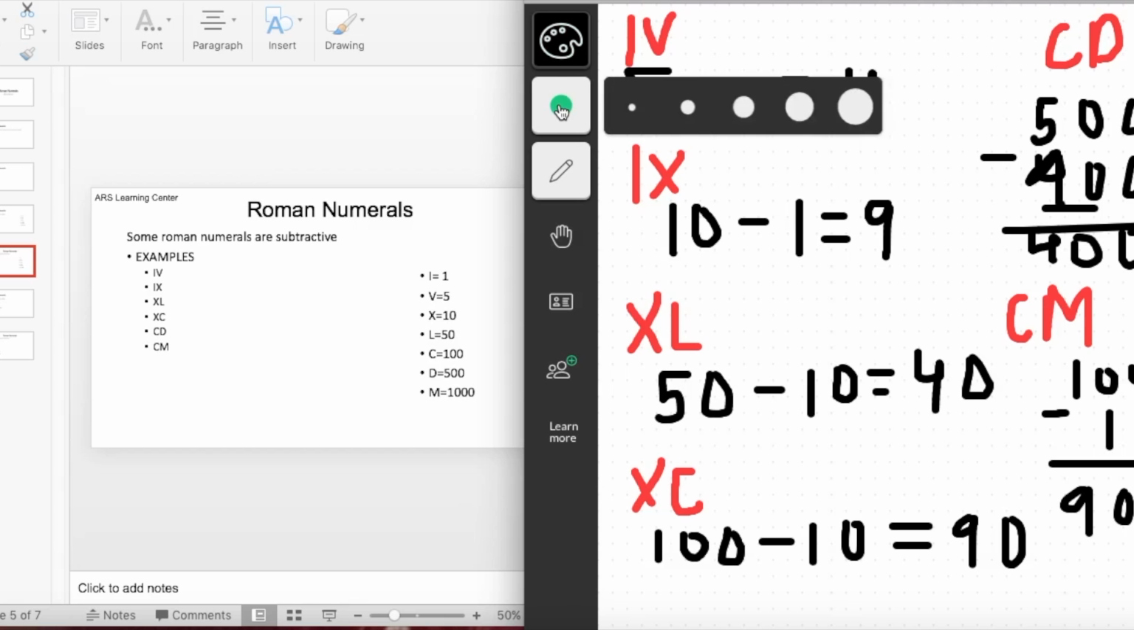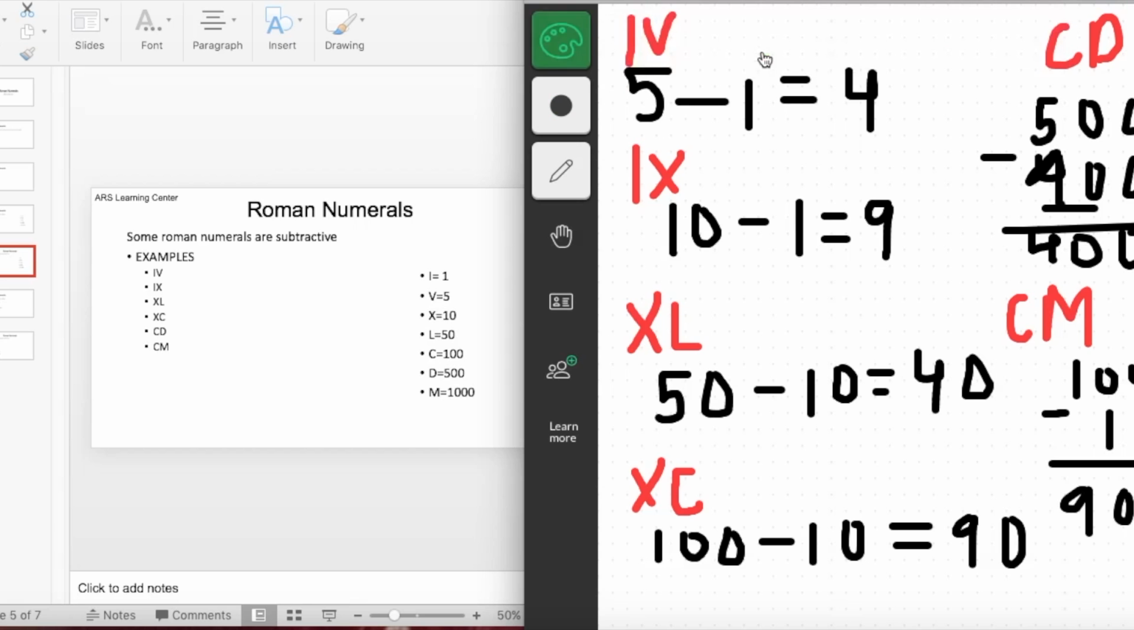Now, we know these Roman numerals are subtractive because the largest number is not the first letter. We have IV, where the largest letter is V because it stands for 5 and I stands for 1. In this case, we have IX. X stands for 10, I stands for 1, and X is not the first letter. Same in this case, where X is less than L because X, which is 10, is less than L, which is 50.